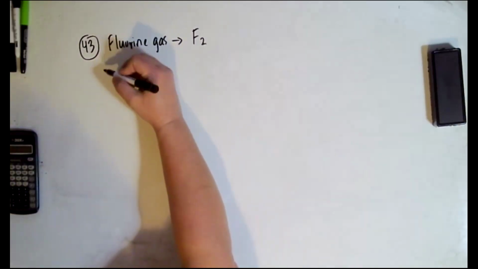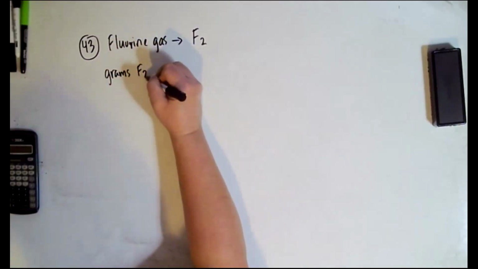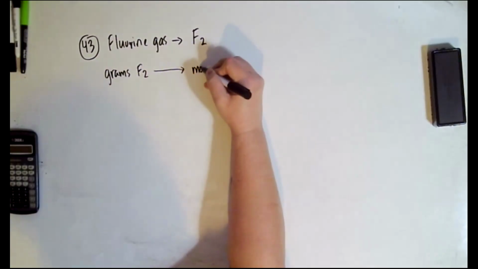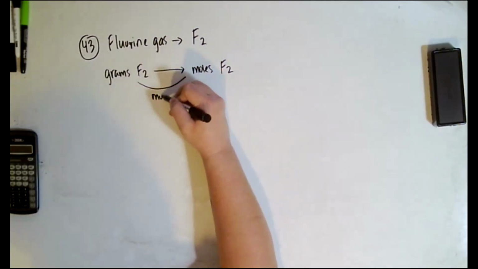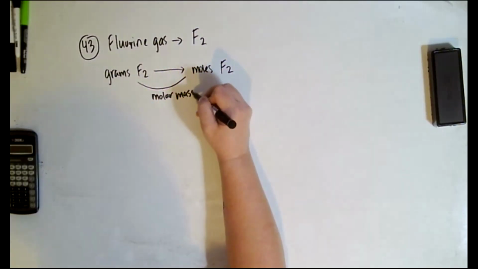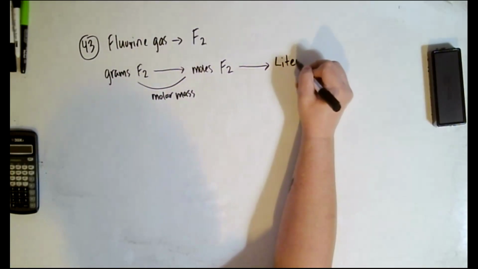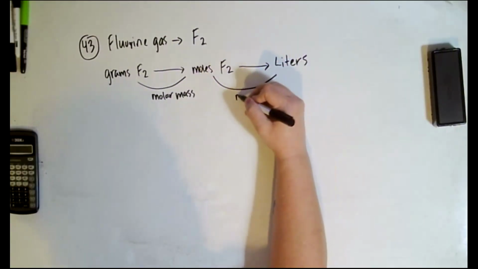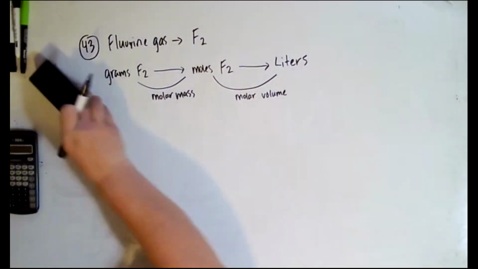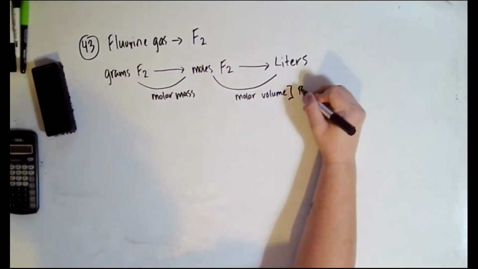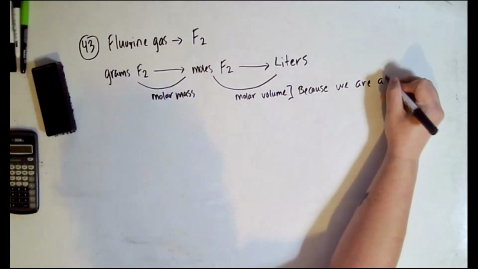And for this question, they're asking us to take our grams of fluorine gas and then convert it into moles of fluorine gas using our molar mass. And then once we have moles of our fluorine gas, we'll convert it into liters of gas. And we'll do this using the molar volume because we're at STP.